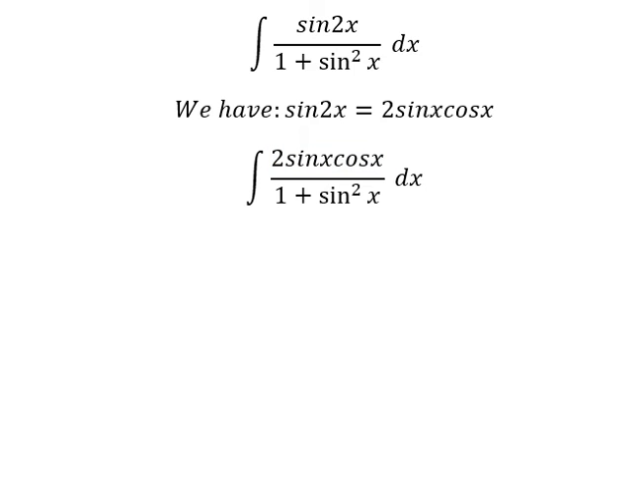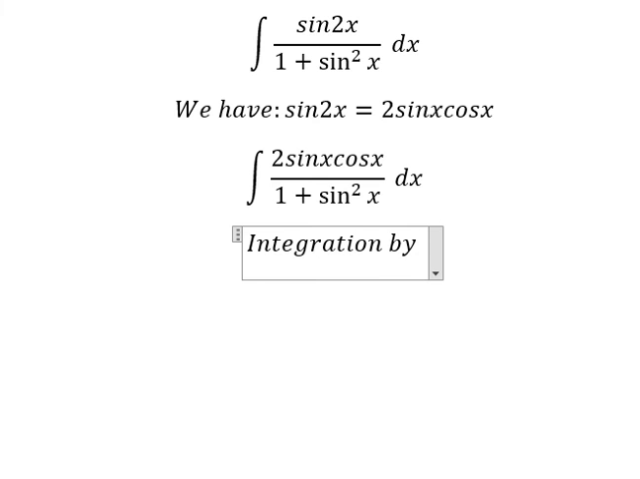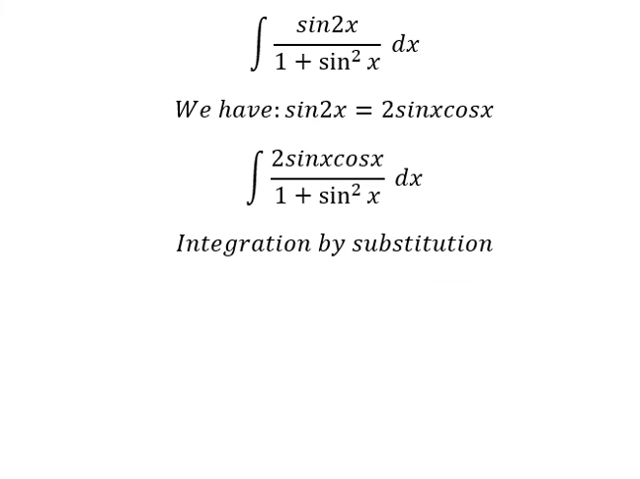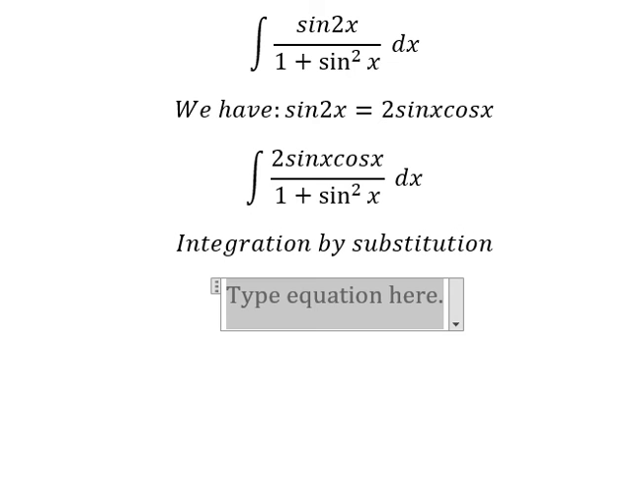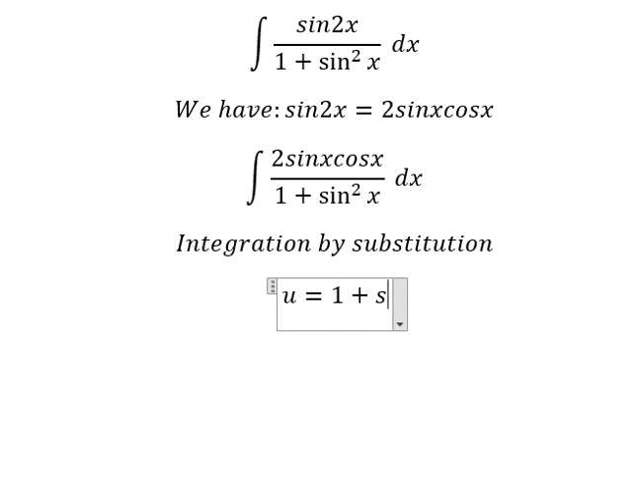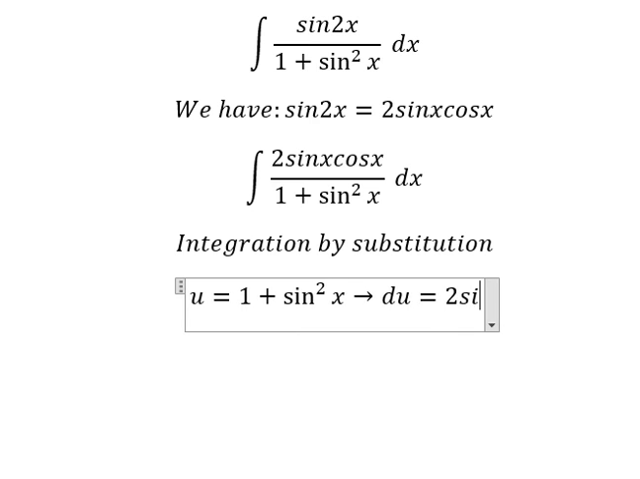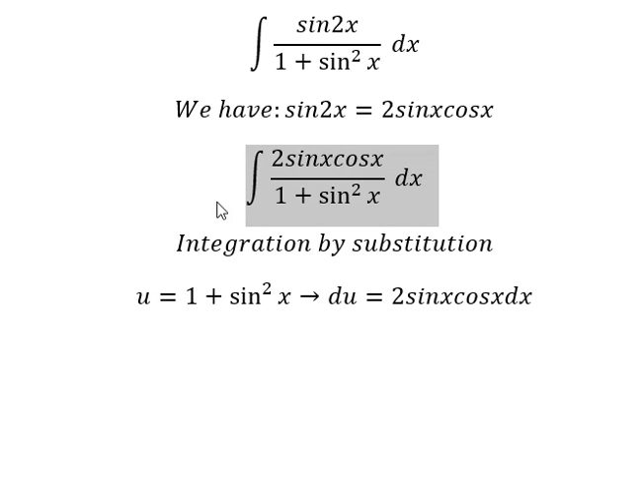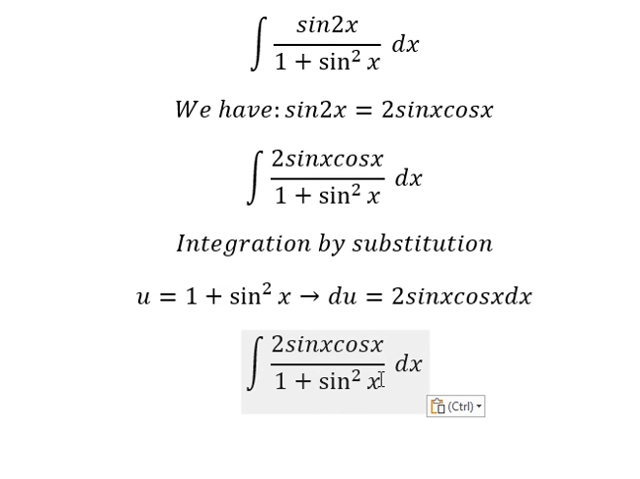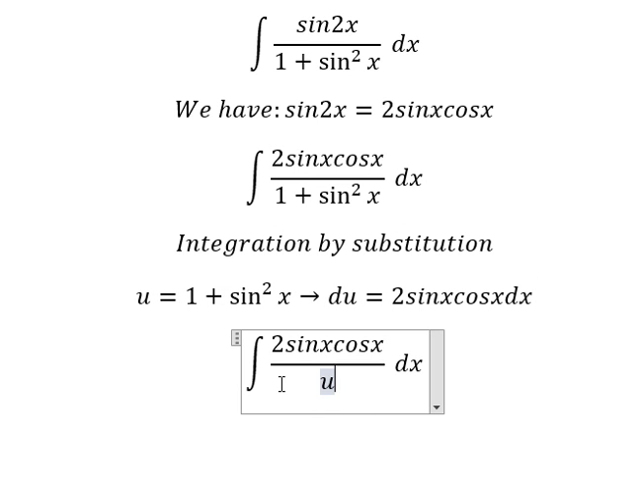Next, we need to use integration by substitution. So I will put u equals 1 plus sin squared x. Now, if I take the first derivative of both sides, we have 2 sin x cos x. This one we change by u. 2 sin x cos x dx we change by du.